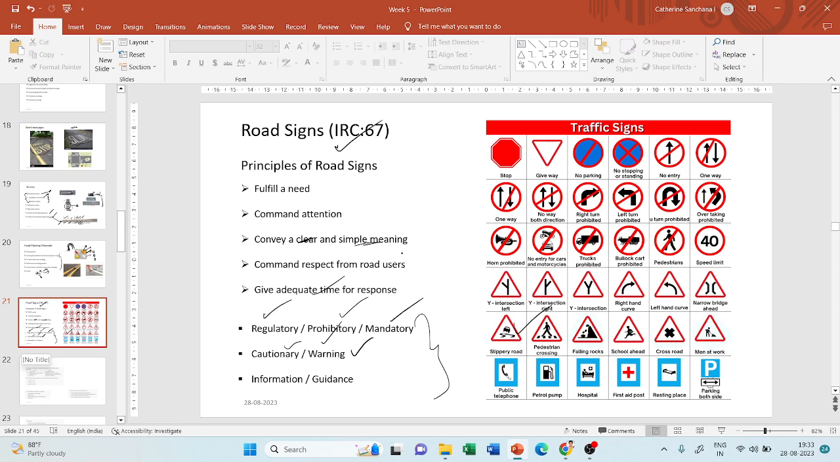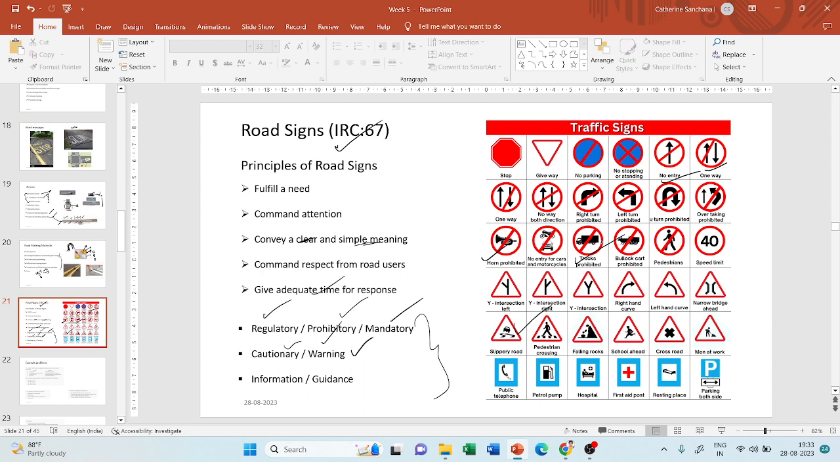Say a speed limit. It tells you the speed limit is 40, then you will call it regulating the traffic flow. If it is mandatory, say no entry or one way, it is mandatory to be followed, right? If it is a no entry, you should not enter. If it is a one way, you should strictly follow it. Prohibitory: horn prohibited, or say trucks prohibited. All this will come under prohibitory action, right? If you see this, obviously you will know that you should not do all this.